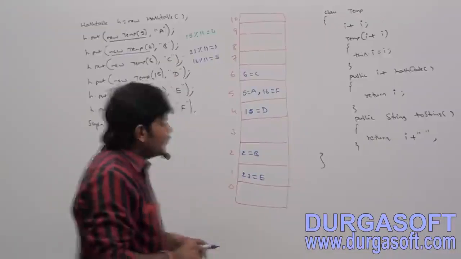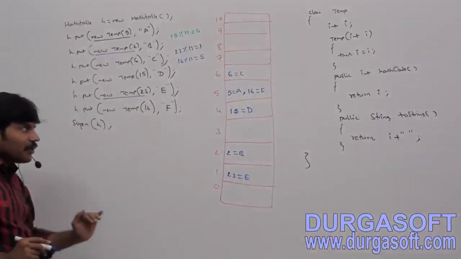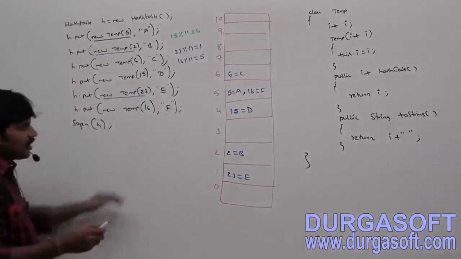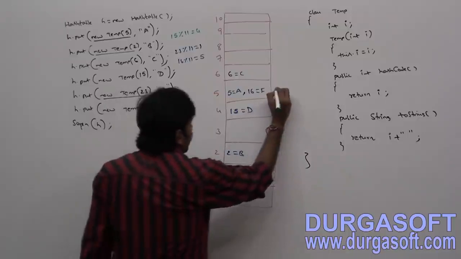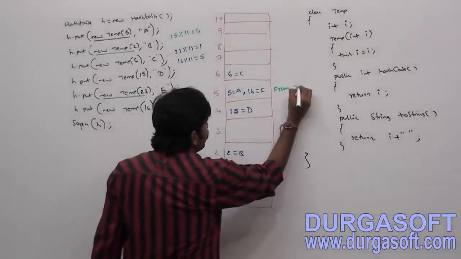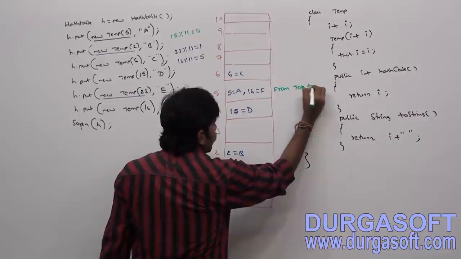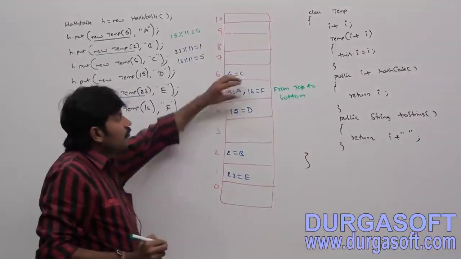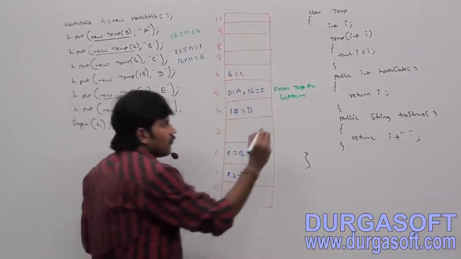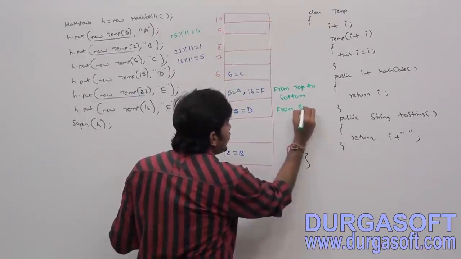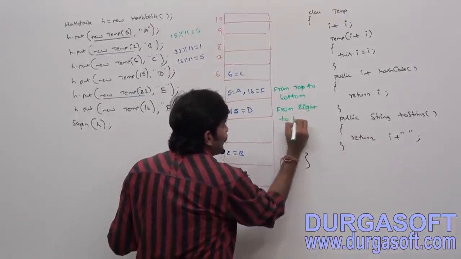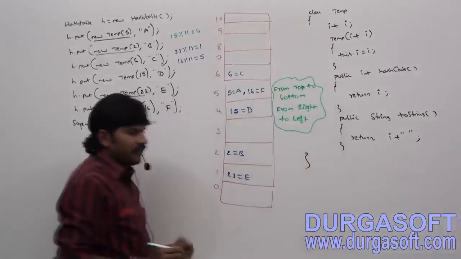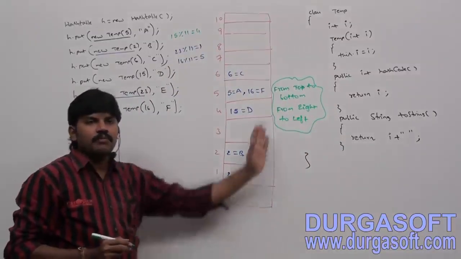Now I'm trying to print SOP of h. While printing, how is it going to be considered? Simple, there is a formula. While printing, it goes from top to bottom. Next, within a bucket where multiple entries are there, from right to left. This is the formula, make sure you are aware. From top to bottom, from right to left.